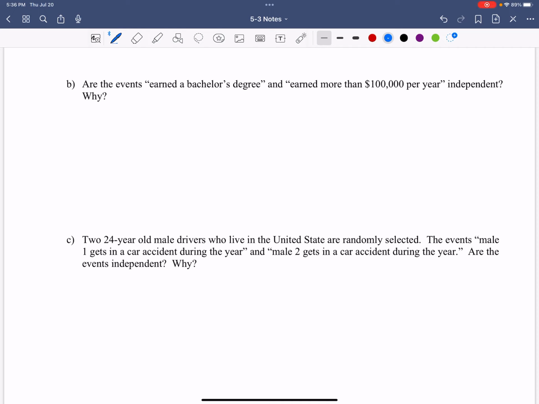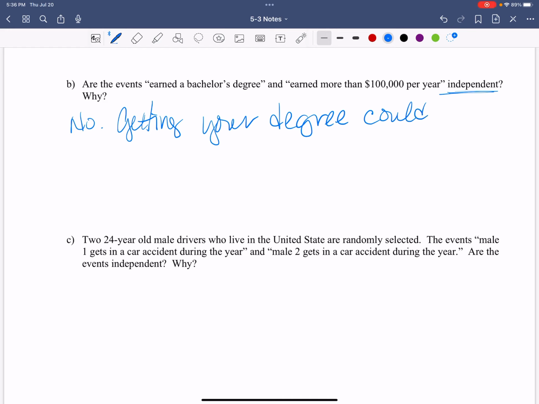So basically what's being asked here is, does getting a college degree affect your salary? Can it? Doesn't have to, but can it affect your salary? Yeah. So are these independent? No, these are considered dependent, because the question is, are they independent? So the answer to that is no. Getting your degree could, doesn't mean it has to, but could certainly affect your income.